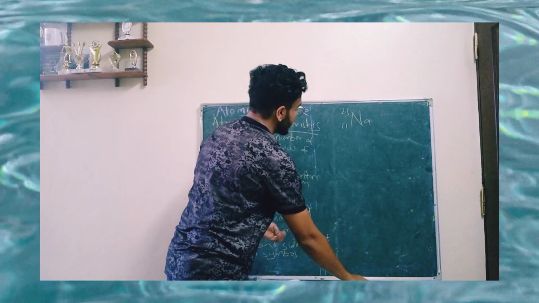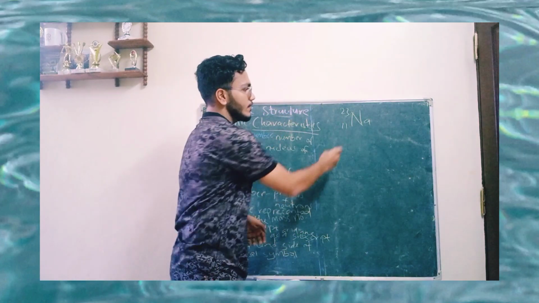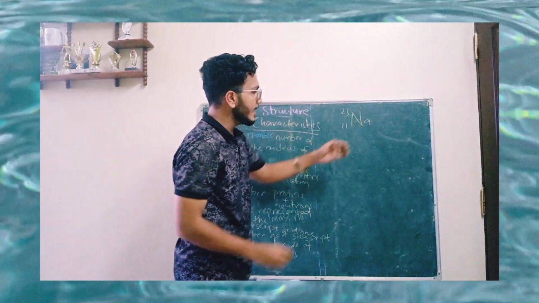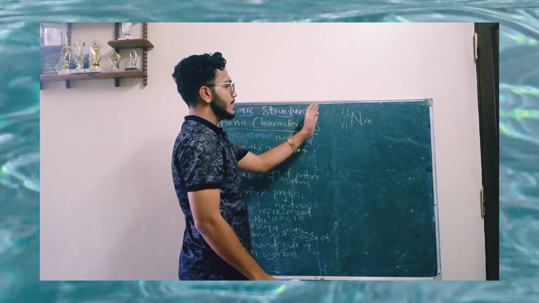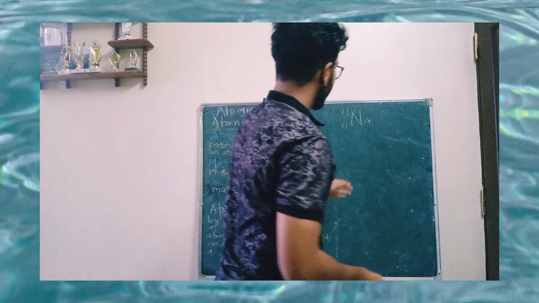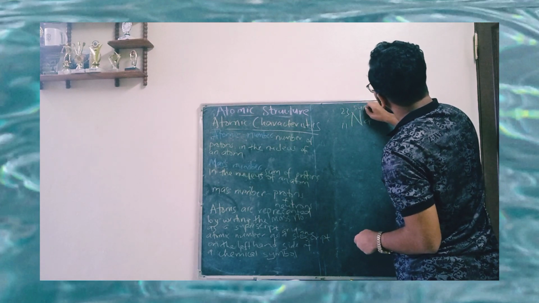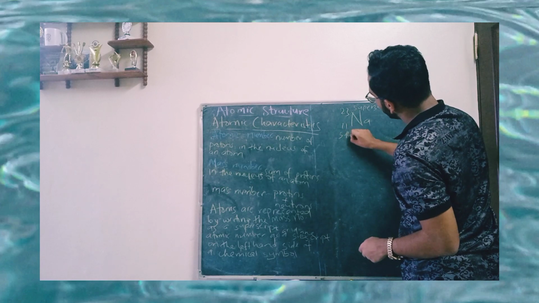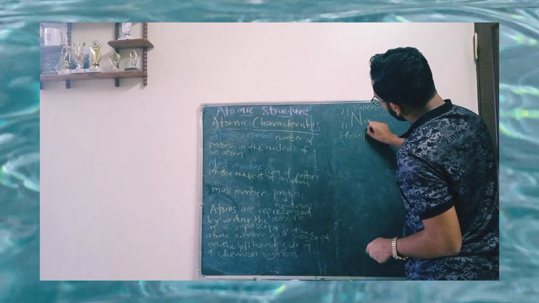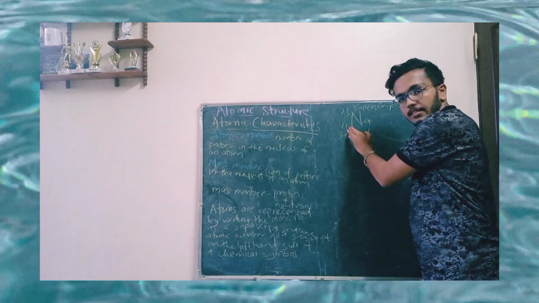So back from that, this is an atomic representation of an element which is sodium. Sodium represented as Na, mass number is 23, written as the superscript on the left hand side, and atomic number written as the subscript on the left hand side. Now this is superscript, this is subscript, this is the mass number, 23 is the mass number and 11 is the atomic number.